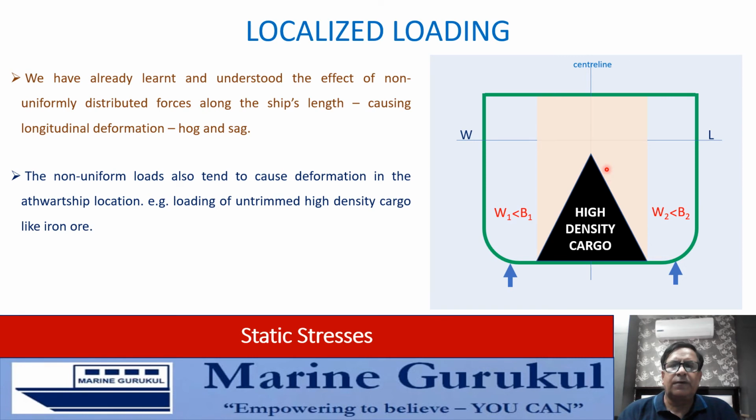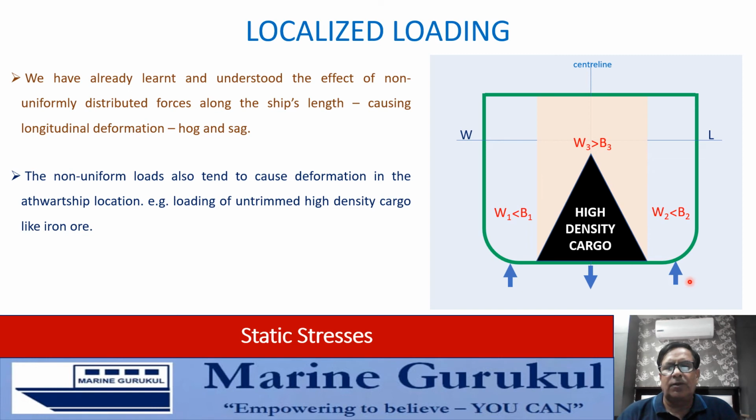Now, because of the cargo being concentrated closer to the center line, obviously in this part, we'll all agree that weight would be greater than buoyancy, resulting in a net downward force. What do we see in this ship in the cross-sectional direction?